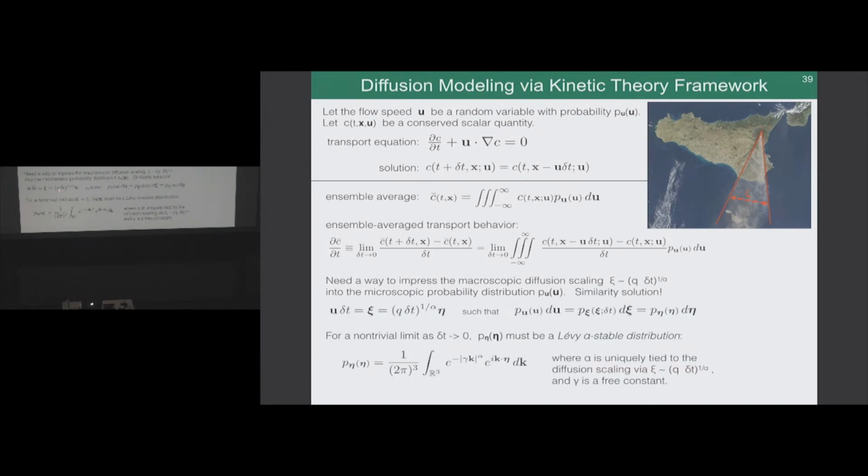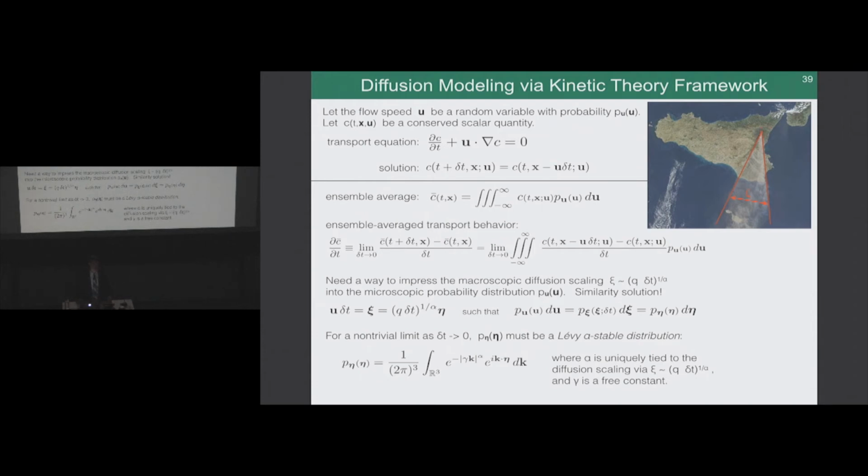We're going to say we can define a similarity variable eta. So the actual distance in physical space has this scaling times a non-dimensional similarity parameter. And we can change a probability in velocity space to a probability in these displacements, or a probability in this similarity parameter. What you find when you work through all the math is that this probability in the similarity parameter, in order for the whole thing to be non-trivial and to give anything of interest, has to be what's called a Levy alpha-stable distribution, given by that formula up there.